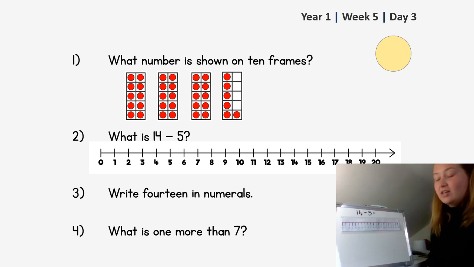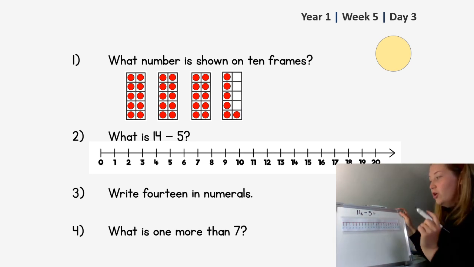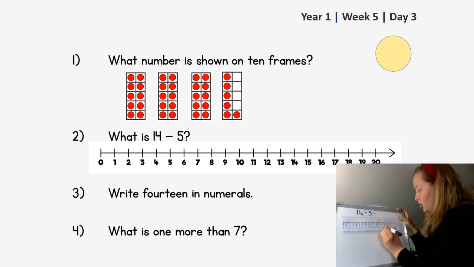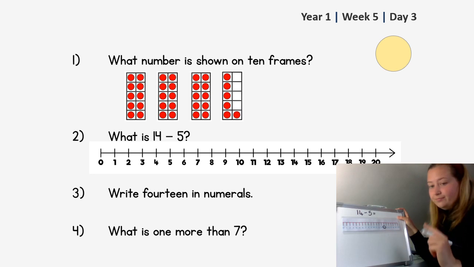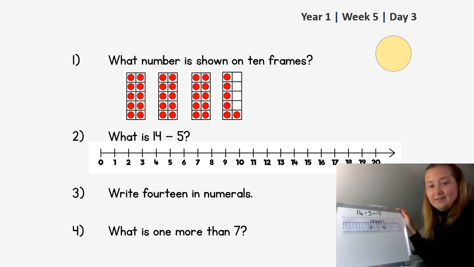Okay, so the next question. 14 take away 5 on a number line. So you should have shown this on your number line. First rule, circle the biggest number. Jump back that amount of spaces, so I should jump back 5. Circle the number you land on. 14 take away 5 equals 9.